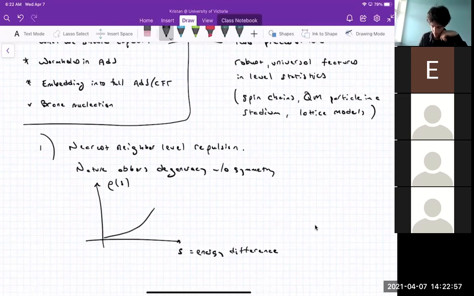And for generic Hamiltonian, this depends on the discrete symmetries of the problem, but for generic Hamiltonian, this grows as energy level difference squared near 0. And what this is saying is that levels don't like to have exactly the same energy. They like to have some small amount of energy difference. This is a very robust and universal result.